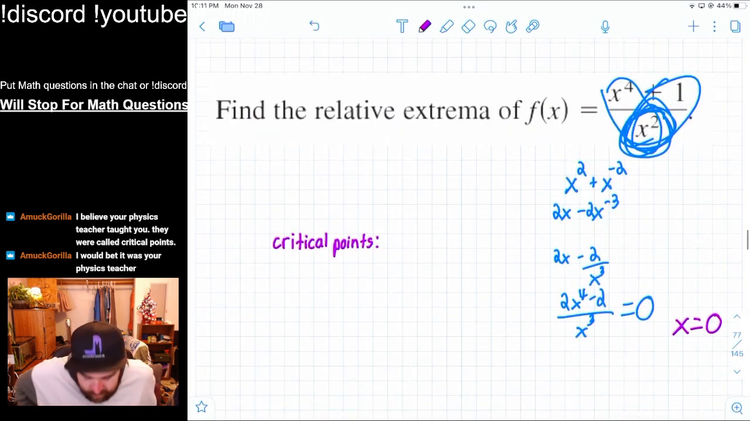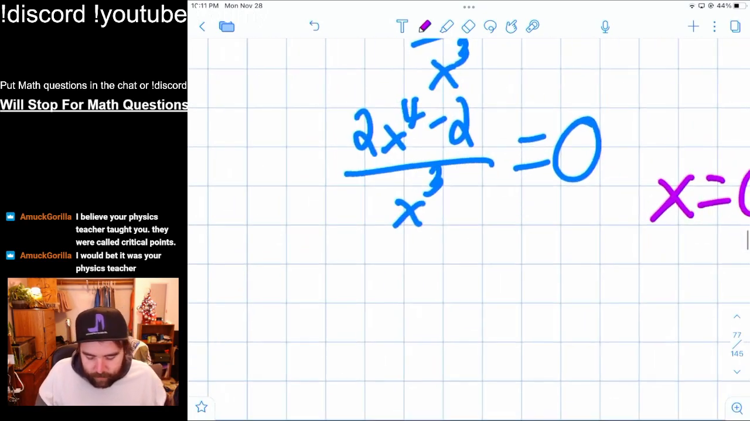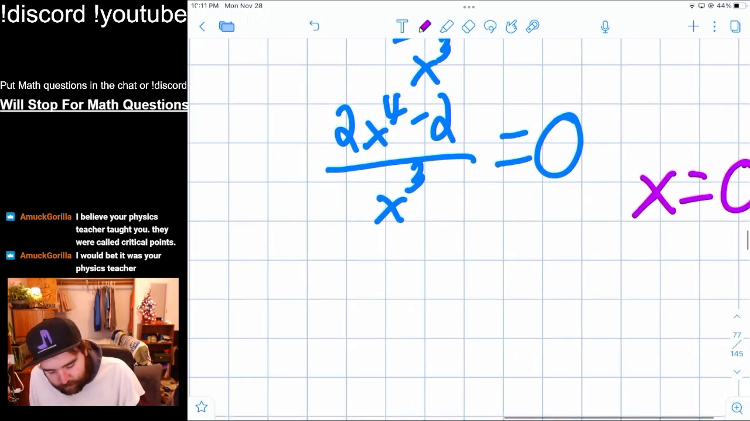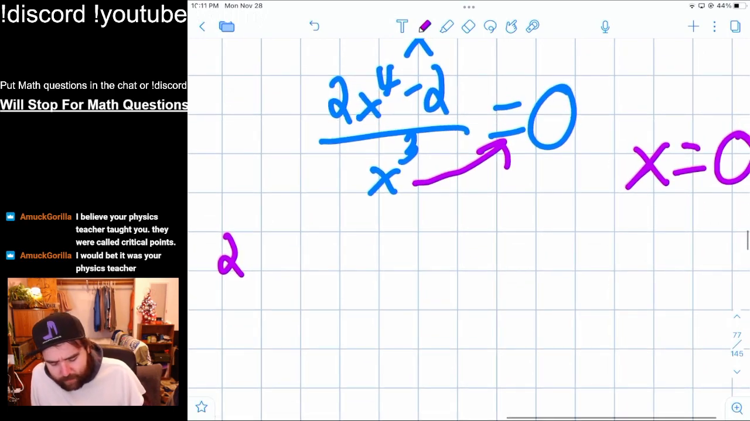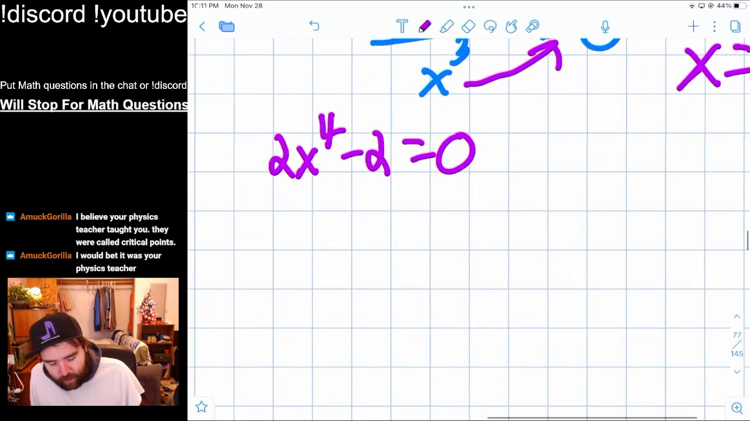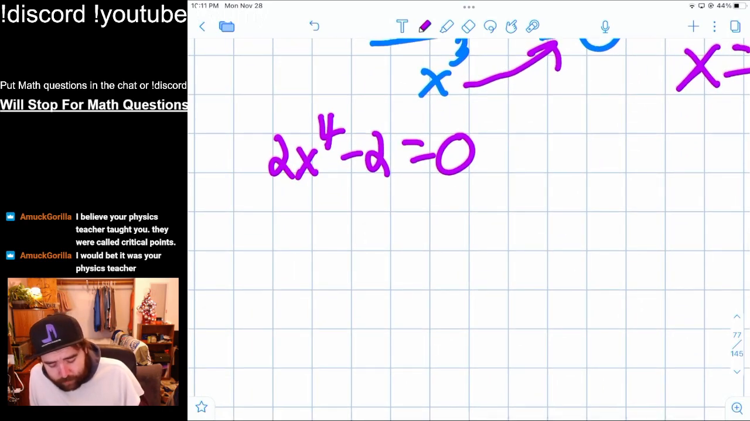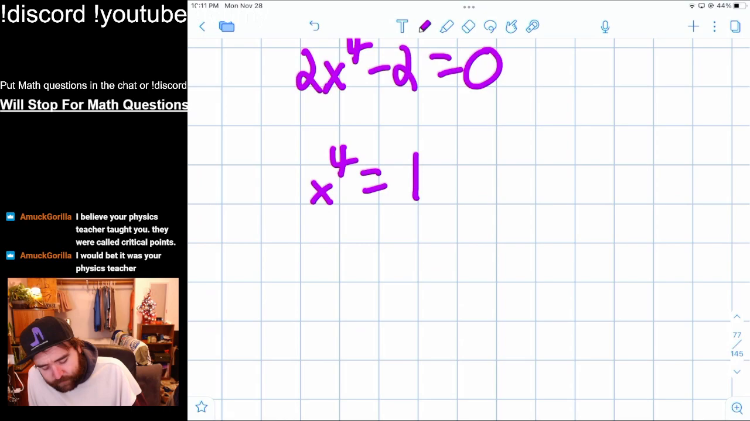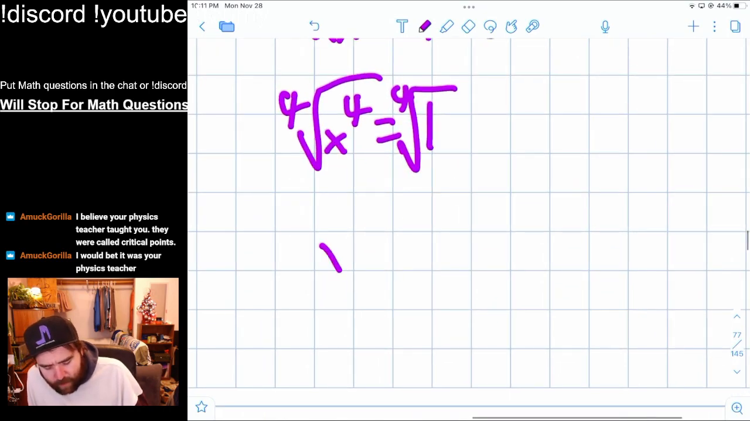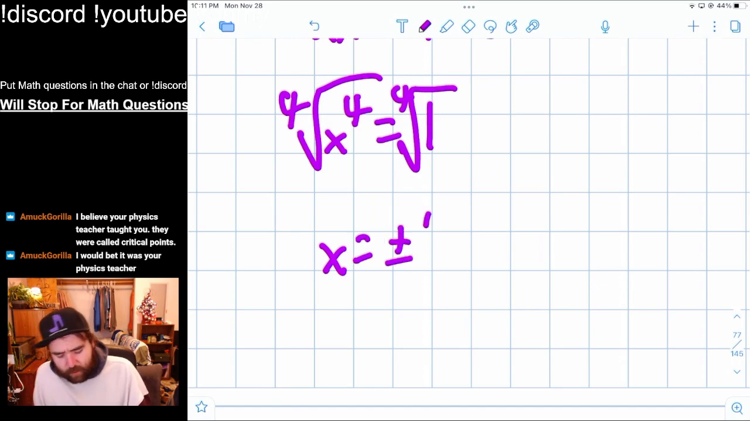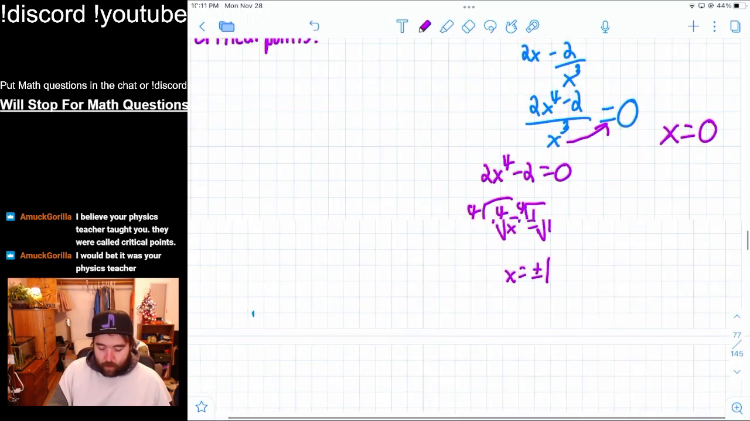Alright, so we're not done with this yet, right? Because now we've got to set the top equal to 0. Why the top equal to 0? Because we set the whole thing equal to 0, and then we multiply by x cubed. So we're going to say 2x to the fourth minus 2 equals 0. I mean, there's a few things we could do. I would just add the 2 and divide by 2, so you get x to the fourth equals 1, and then you take the fourth root of both sides. And we don't care about the imaginary, but we do still need the plus or minus 1 here.